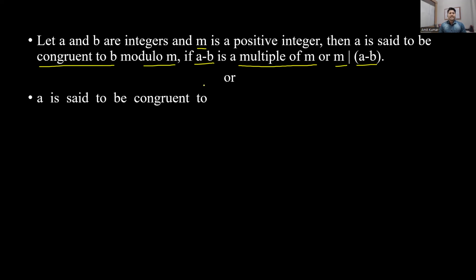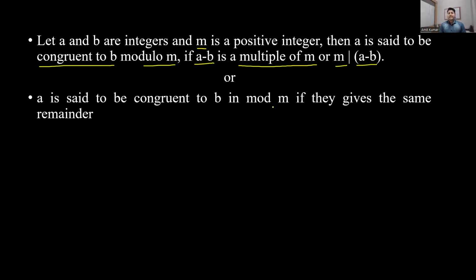It can also be said in this manner that a and b are said to be congruent to each other modulo m if both of them give the same remainder when divided by the number m. Means the numbers a and b are said to be congruent if, when they are divided by m, they give the same remainder.